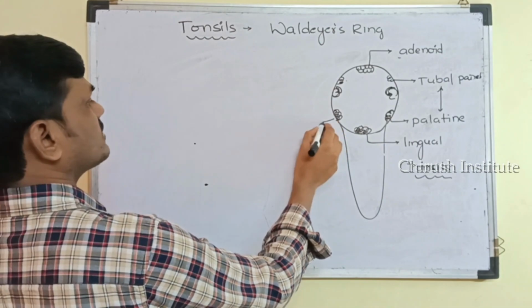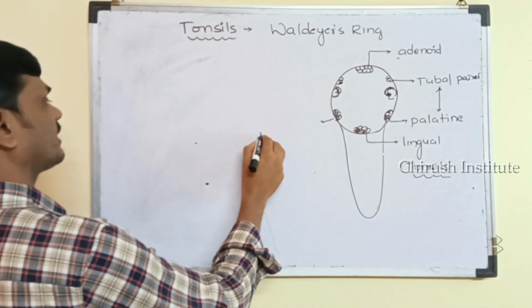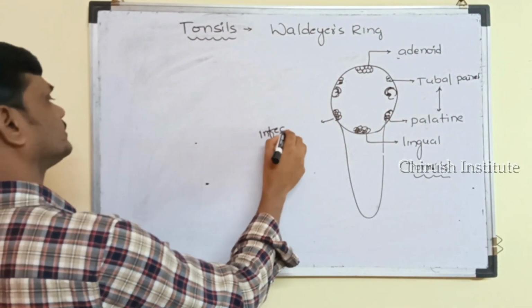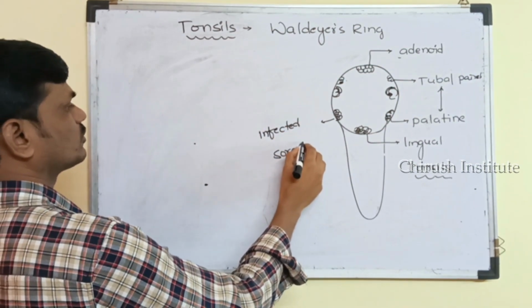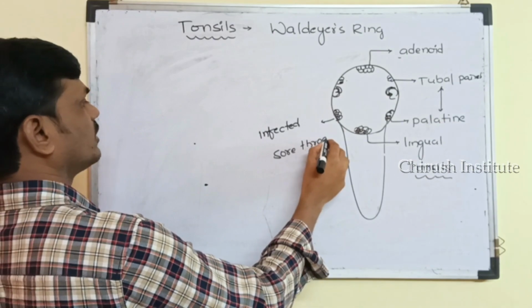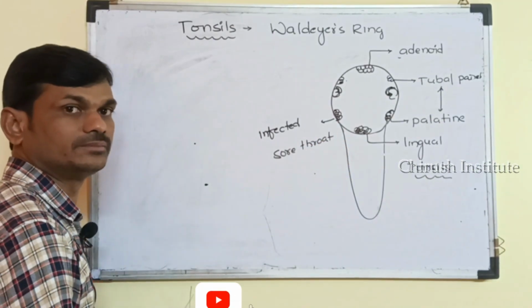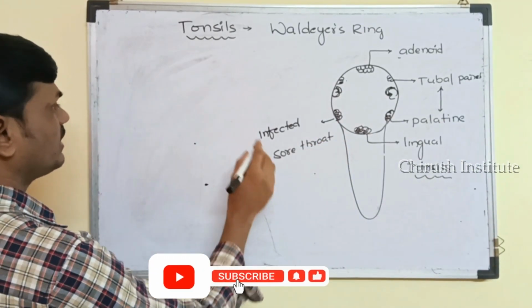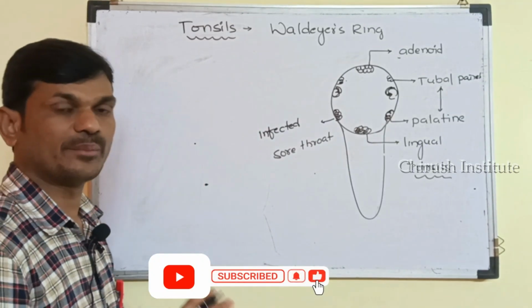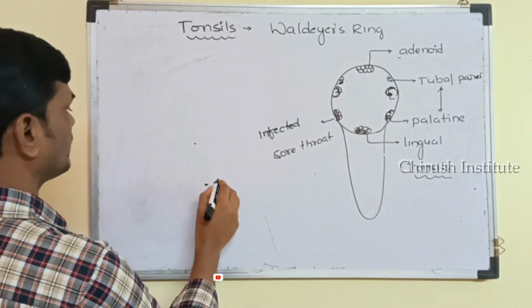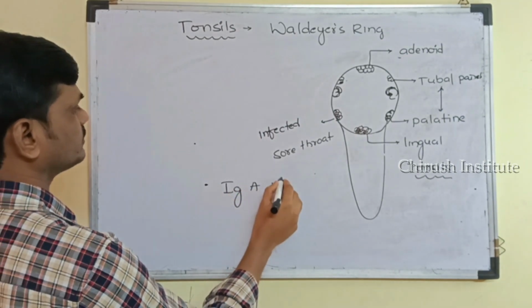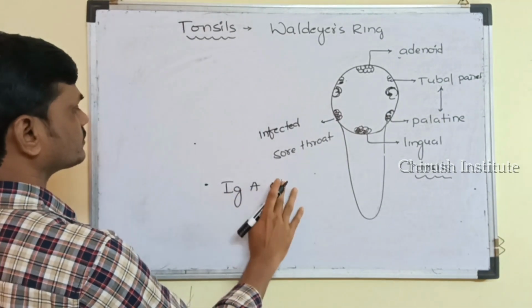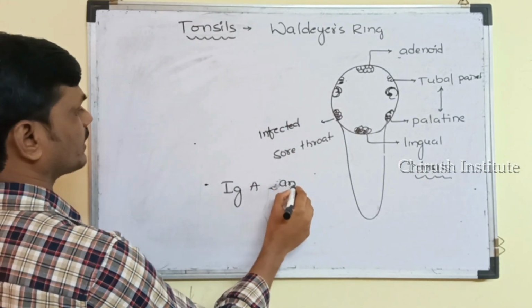Palatal tonsils are often infected and cause a sore or painful throat. The main function: tonsils contain lymphatic tissue and produce IgA antibodies.